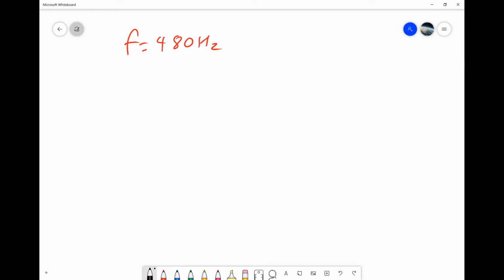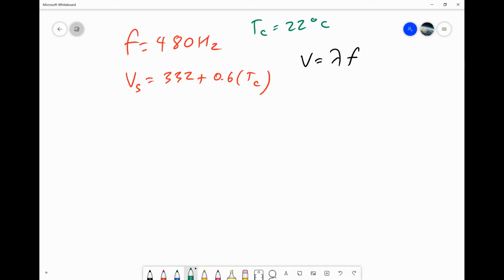Now we know the formula is going to be speed is equal to frequency times wavelength. The thing is, we only know one of these things right now. So we need to go ahead and figure out the speed. Now I'm doing this out in the air, so it's going to be the speed of sound, which is equal to 332 plus 0.6 times the temperature in this room in degrees Celsius. I just went and checked the temperature, and the temperature here is going to be 22 degrees Celsius.